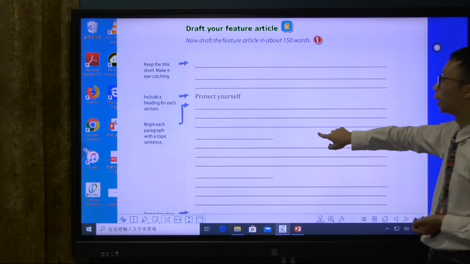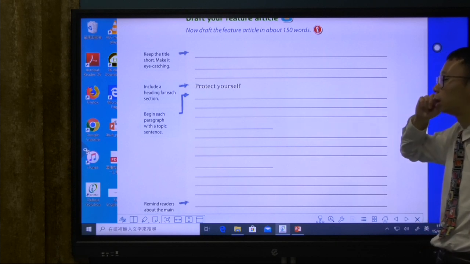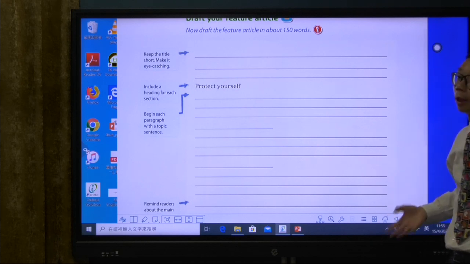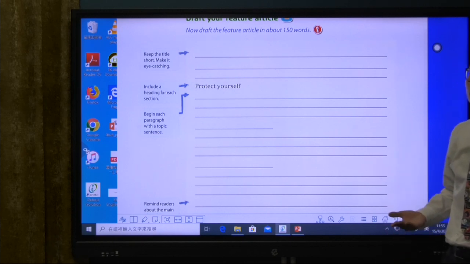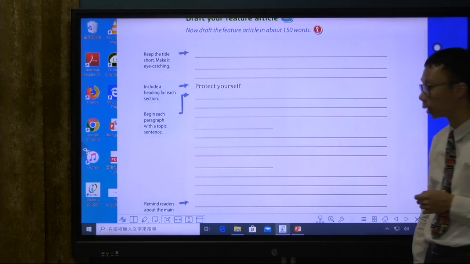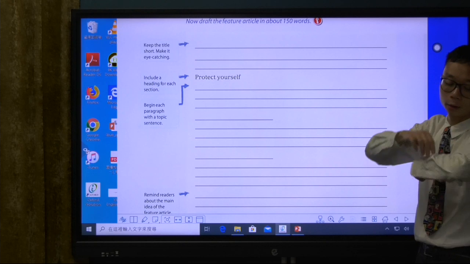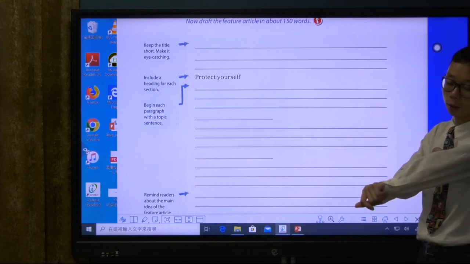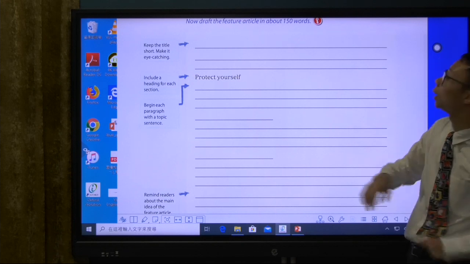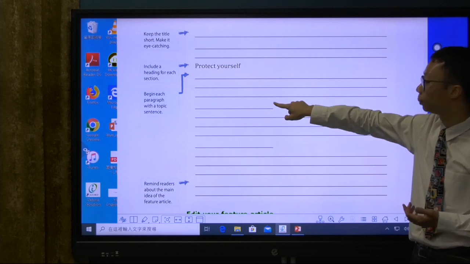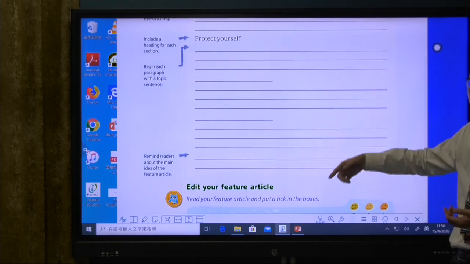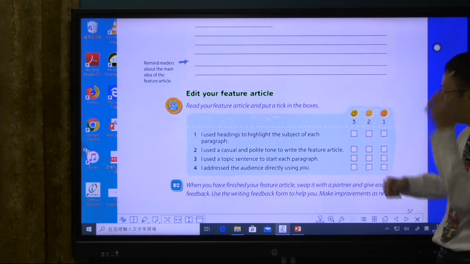Here you include a heading for each section, because we said it has to include at least three sections. And then protect yourself. And maybe you can put another heading here, like dress appropriately. You should dress appropriately for the occasion, for example for a school picnic: should you wear shorts, or something inappropriate, or a temporary watermark tattoo? Or things you shouldn't do? If there is something you want to talk about, make sure you put it in the heading part. Then make sure you have the closing, and just remind your readers about all your ideas.